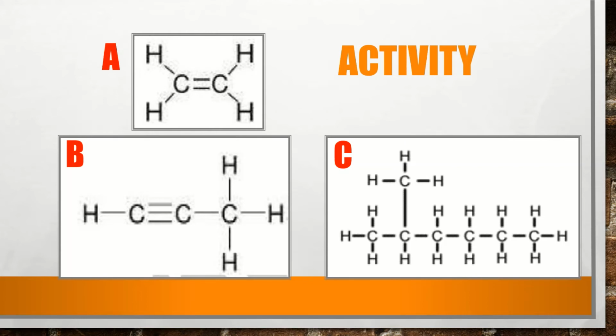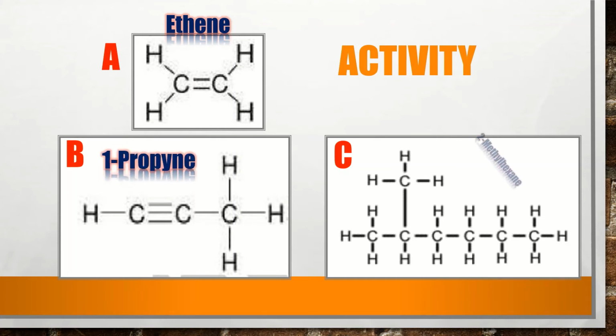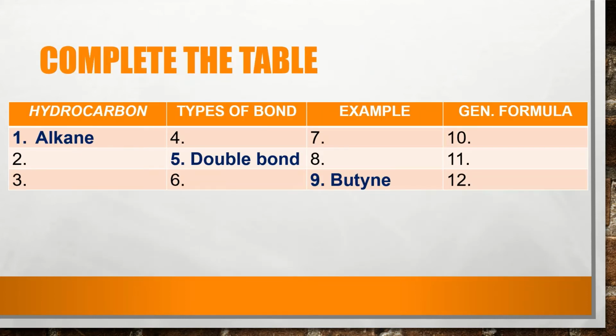A has a double bond, therefore it is an alkene, while B has a triple bond in the chain, and so this is an alkyne. C has only single bonds in the chain, thus this is an alkane. Let's try to name these hydrocarbons. A is ethene, B is 1-propyne, C is 2-methylhexane. Now, complete the table shown. You can pause this video and write your answers in your science notebook.